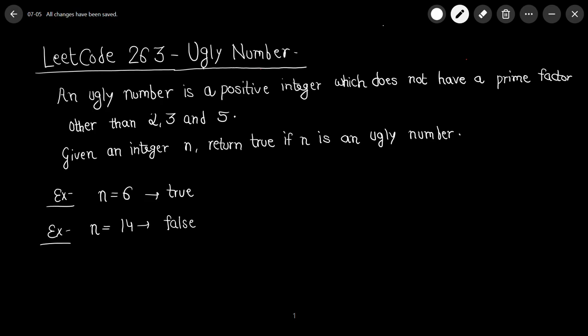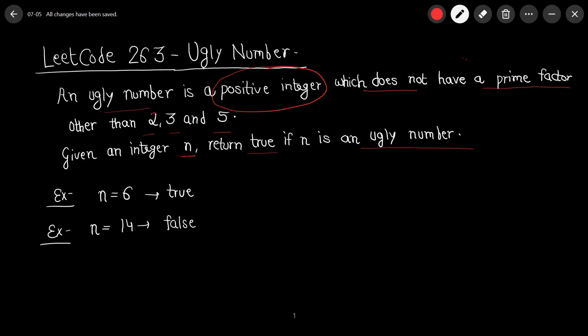Hi everyone. So today we will solve LeetCode 263. It's called the ugly number. In this question we will be given an integer n and we need to return true if it's an ugly number, otherwise false. Coming to its definition, an ugly number is a positive integer which does not have a prime factor other than 2, 3 or 5.